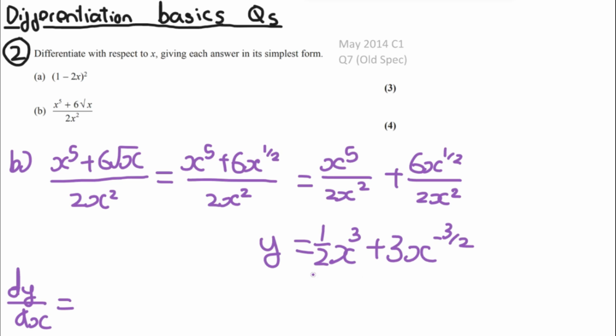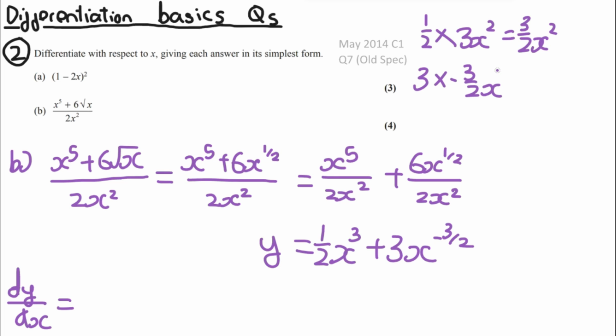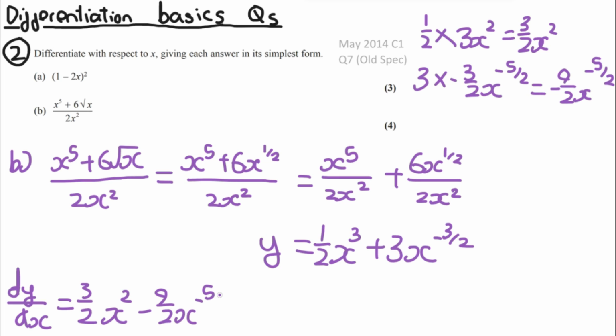dx is going to be equal to, and then we differentiate the terms individually, so it's going to be a half times the differential of x to the power of 3, so it's going to be 3x squared, which is equal to 3 over 2 x squared. Then this part is going to be 3 times minus 3 over 2 x to the power of minus 5 over 2, which simplifying that is going to be minus 9 over 2 x to the power of minus 5 over 2. So therefore dy over dx is equal to 3 over 2 x squared minus 9 over 2 x to the power of minus 5 over 2.